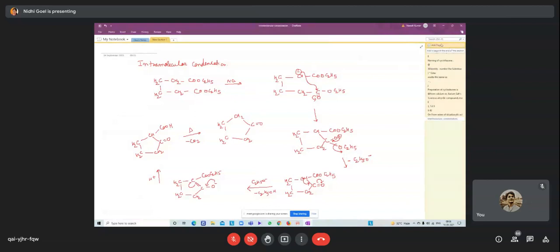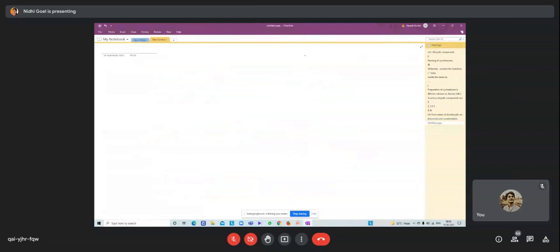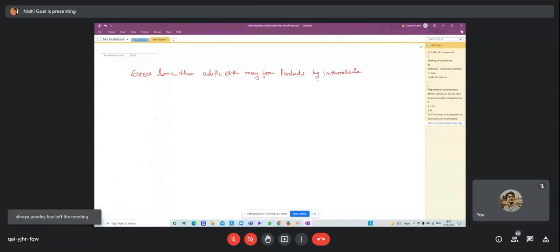Okay. So for esters of acids higher than or equal to the adipic ester, we follow the intramolecular condensation, the Dieckmann reaction. But if the esters are lower than the adipic ester, suppose ethyl succinate, then we follow the intermolecular condensation. So esters lower than adipic ester may form products by intermolecular condensation and cyclization.